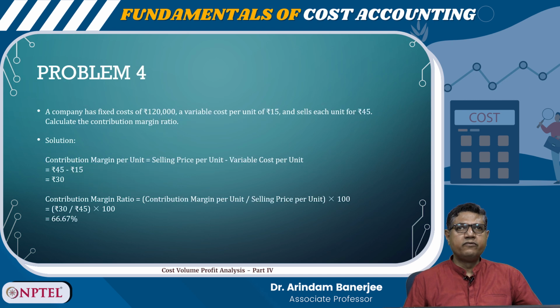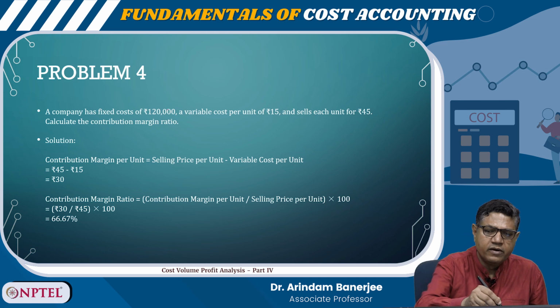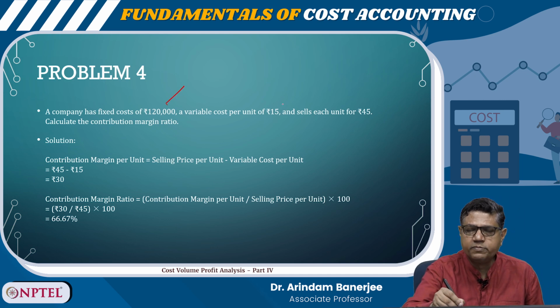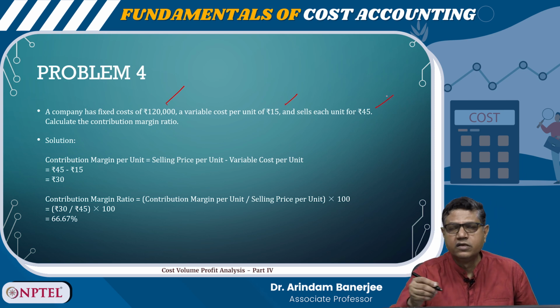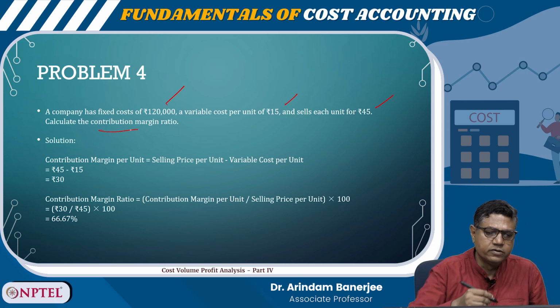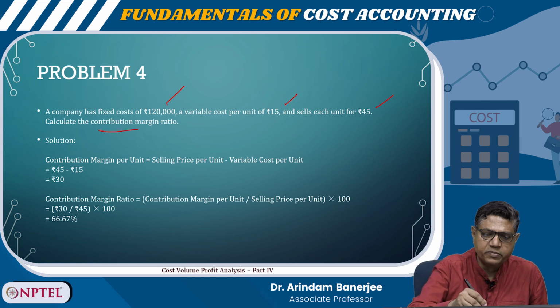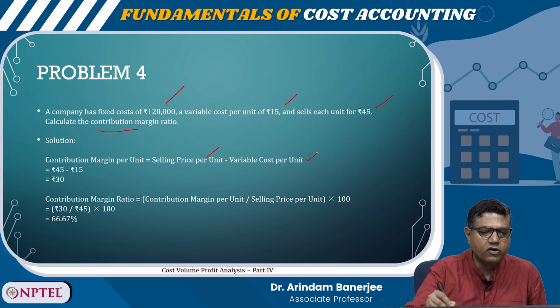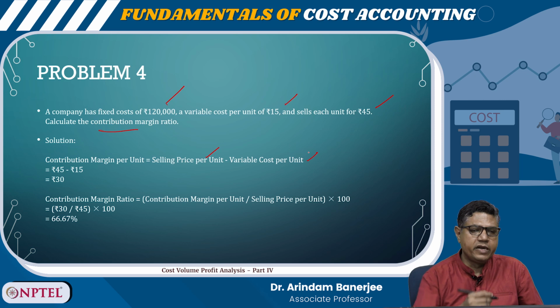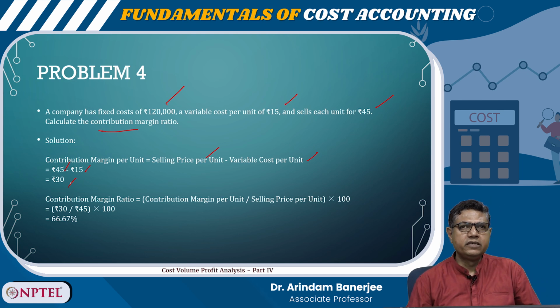Problem 4. A company has a fixed cost of 1,20,000, a variable cost per unit of rupees 15, and sells each unit for rupees 45. Calculate the contribution margin ratio. The contribution margin per unit is equal to selling price per unit minus variable cost per unit. So, selling price per unit is 45, variable cost per unit is 15. So, my contribution margin is 30.